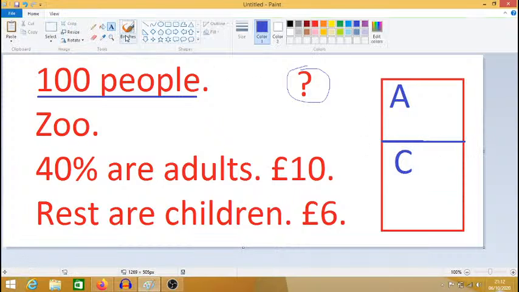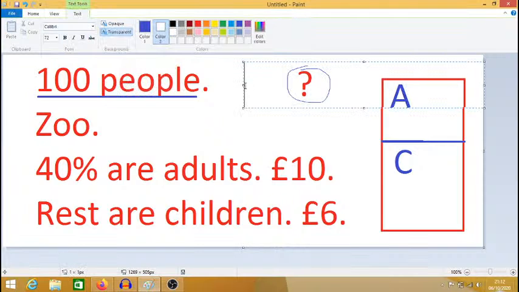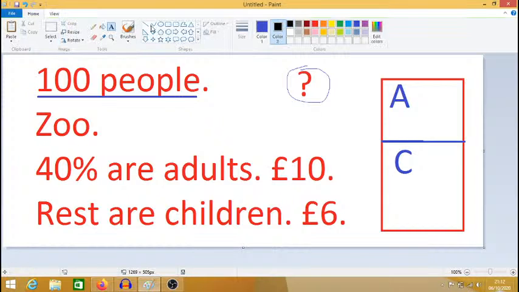That way it makes it easier for me to do the calculation, and I can say, well, the adults first, let me deal with them. That's 40%, that's 40 adults times 10. That's £400. Then the children, well, 60% must be children, so that's 60 children, times that by 6, so that's £360. So altogether, these 100 people spend £760 at the zoo.